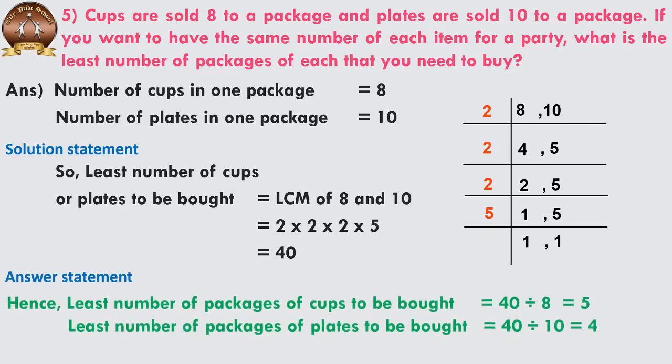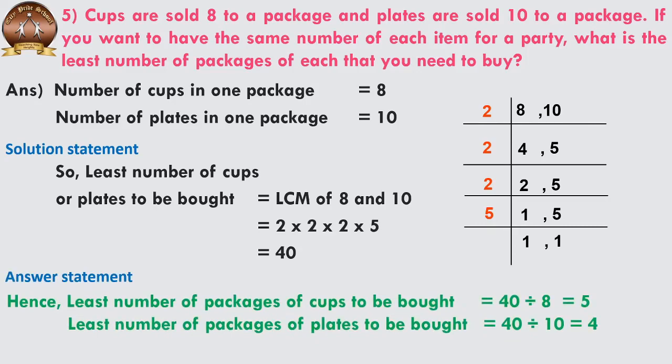So the answer statement will be written as, least number of packages of cups to be bought are 40 divided by 8 equals 5. And least number of packages of plates to be bought are 40 divided by 10 equals 4. So 5 packages of cups will be bought and 4 packets of plates will be bought.